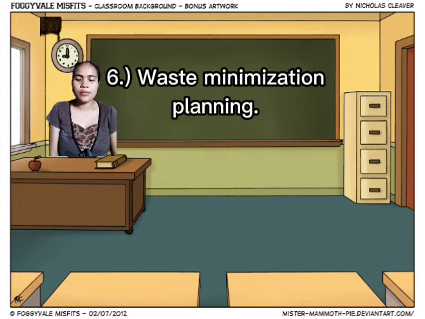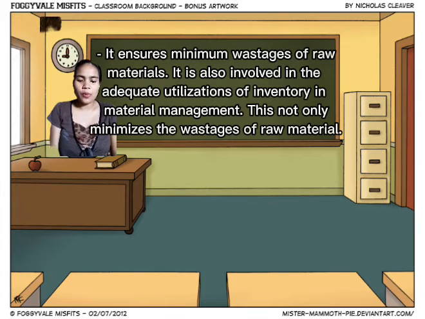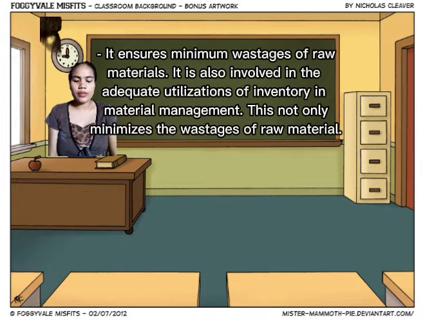6. Waste minimization planning. Proper planning ensures minimum wastage of raw materials. It is also involved in the adequate utilization of inventory in material management. This not only minimizes the wastage of raw materials but also ensures that the right quality products are produced. So, this is important to a business because it helps to protect the environment and make good business sense.